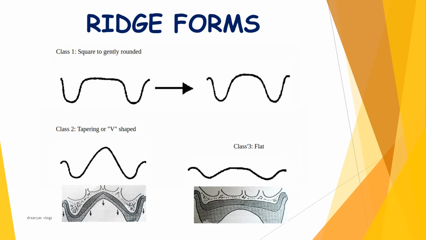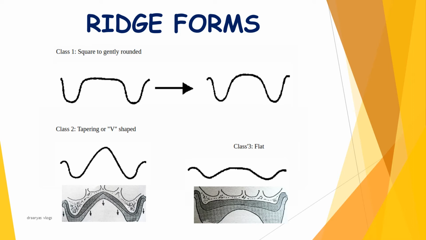So the maxillary ridge and vault form should be classified as class 1, it is square to gently rounded. It is most favorable, height resists lateral displacement. Parallelism of its sides maintains the seal to resist vertical displacement. Class 2 is tapering or V-shaped. Here V-shaped vault is there. Resists lateral displacement and vertical displacement breaks the seal.